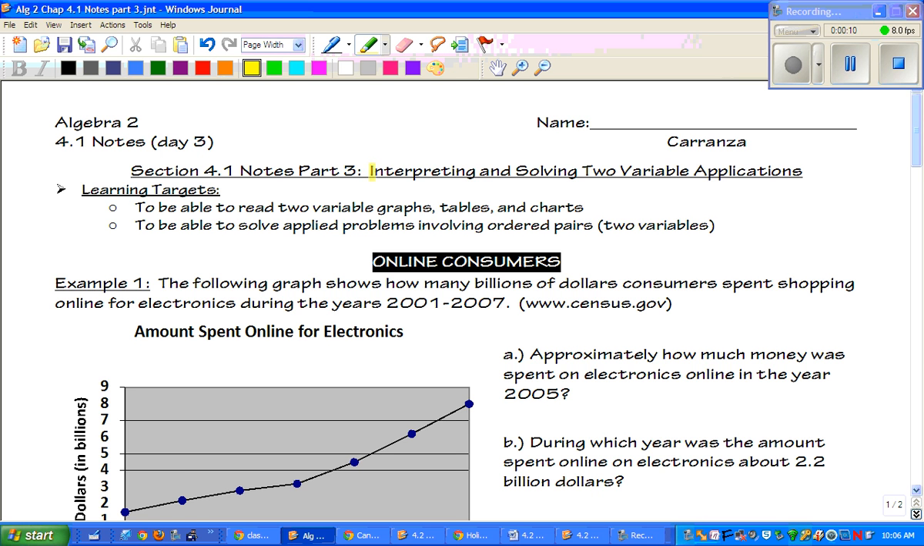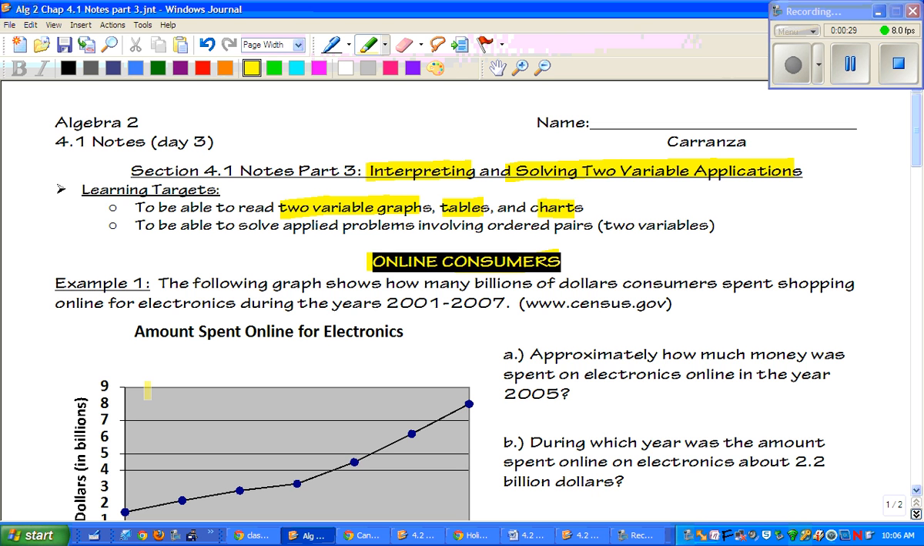Today we are talking about interpreting and solving two-variable applications. Our learning target today is to be able to read two-variable graphs, tables, and charts, and to be able to solve applied problems involving ordered pairs. So let's go ahead and get started.